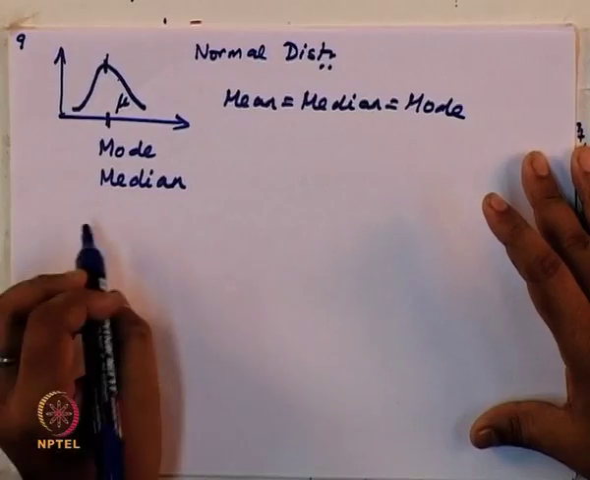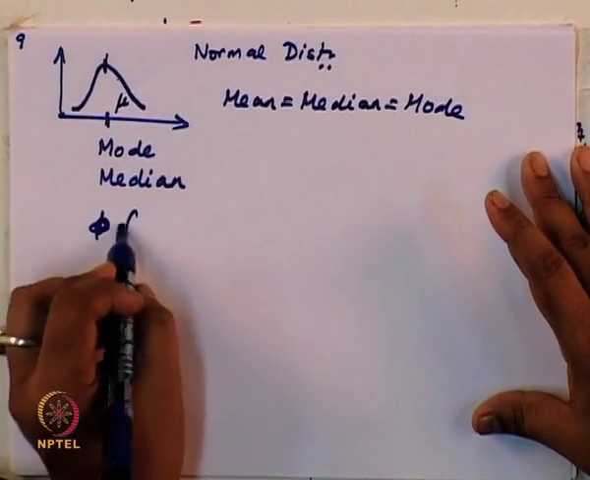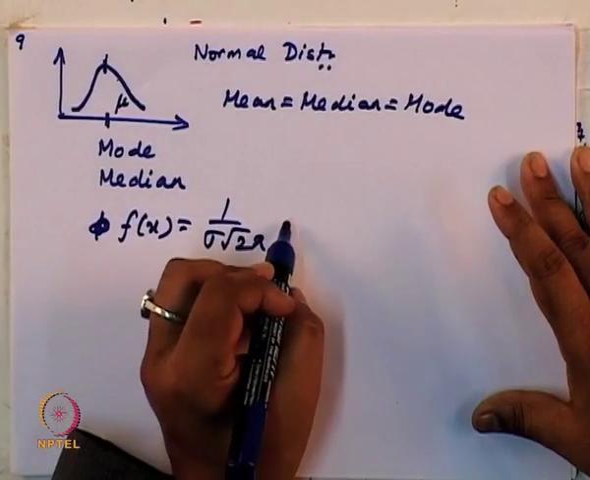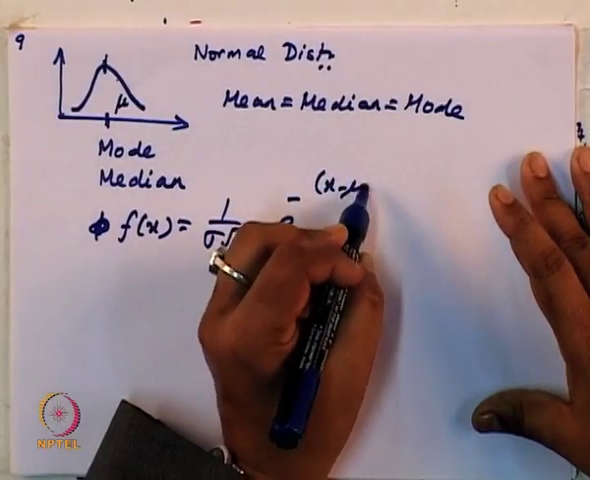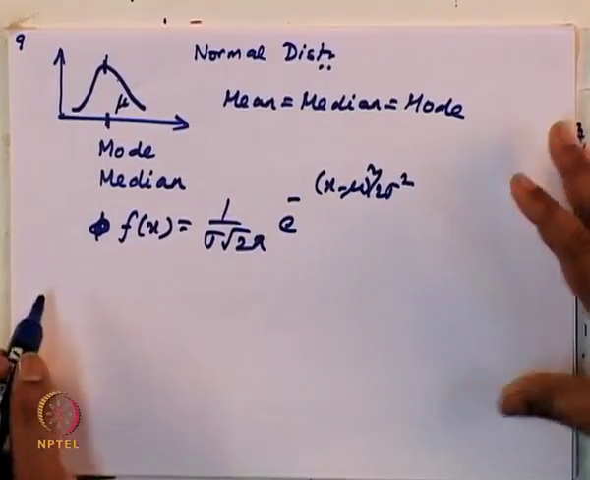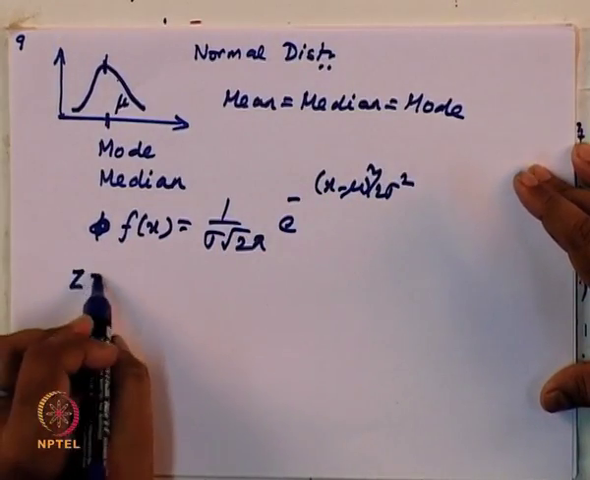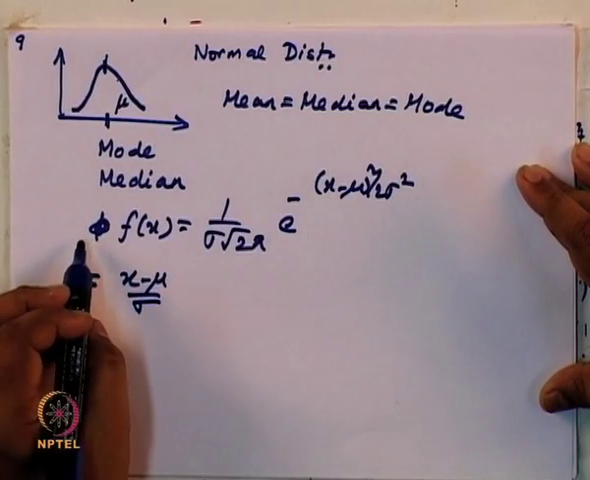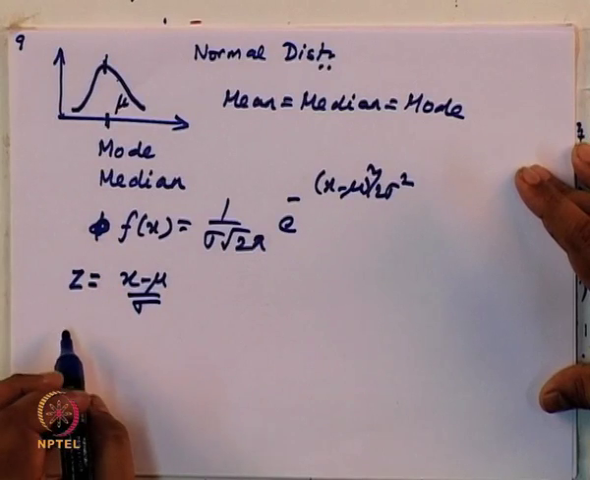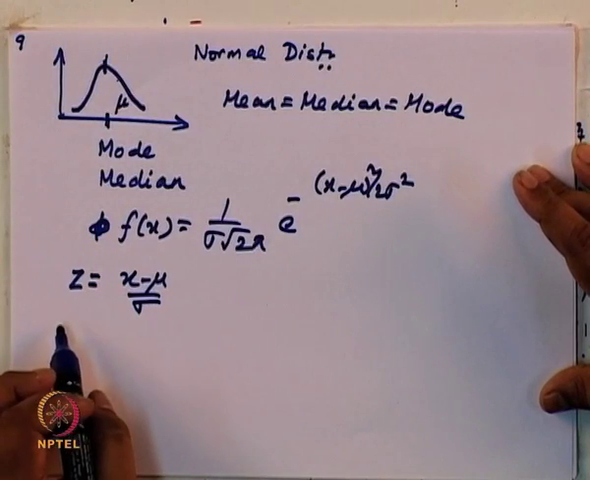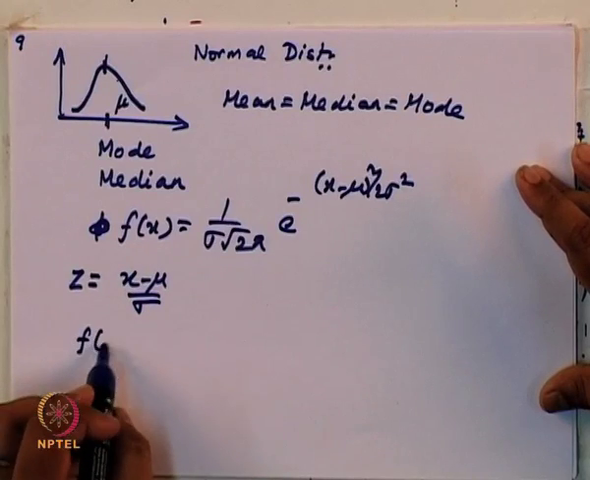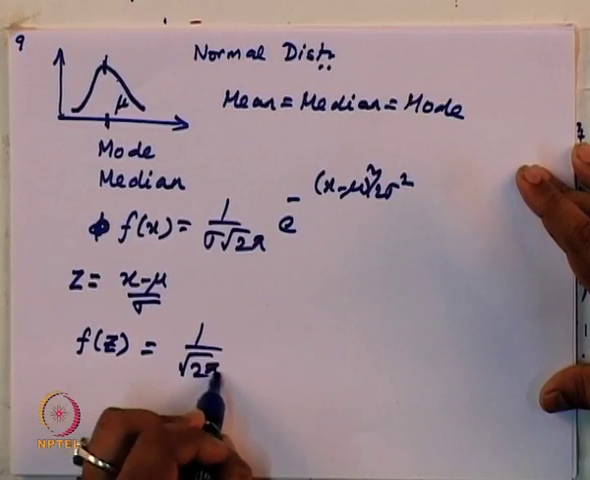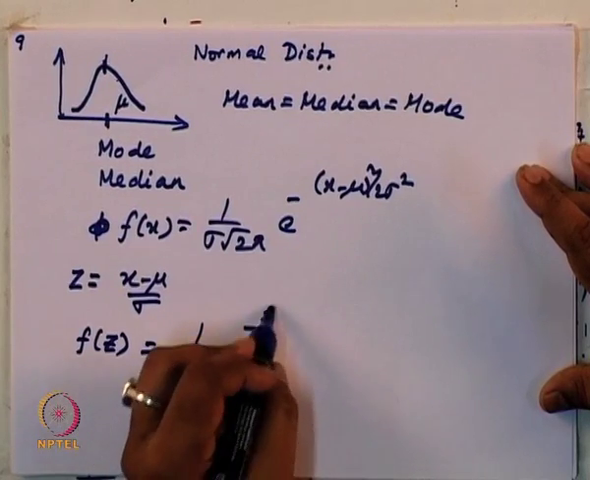Now, if I know that f of x is defined as 1 by sigma root 2 pi e to the power minus (x minus mu) whole square by 2 sigma square, I can define this variable z as (x minus mu) by sigma. Then, f of z becomes 1 by root 2 pi e to the power minus z square by 2. So, I can then find out a cumulative distribution function.